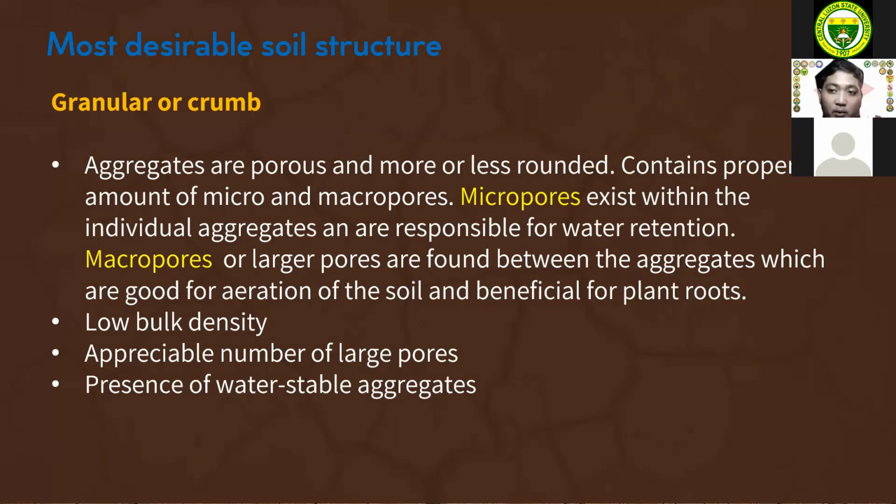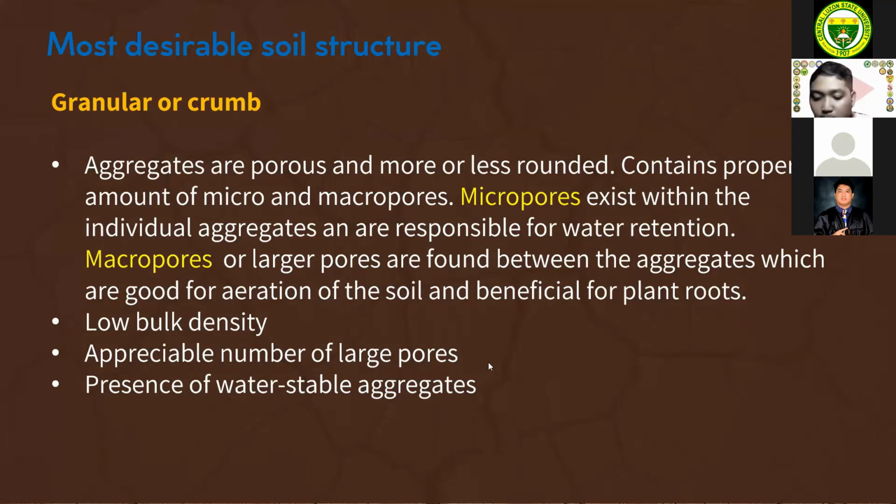Okay. Then granular or crumb has a low bulk density. Low bulk density means in a specific volume, mas madami yung air niya kaysa sa solid particles. That's low bulk density. It has an appreciable number of large pores, and the presence of water-stable aggregates.